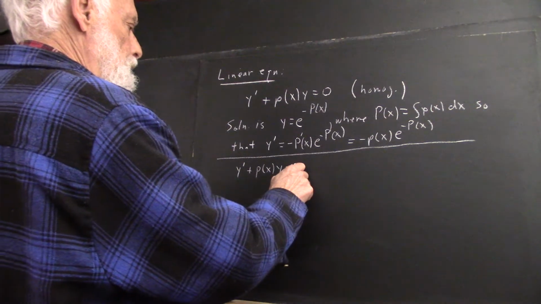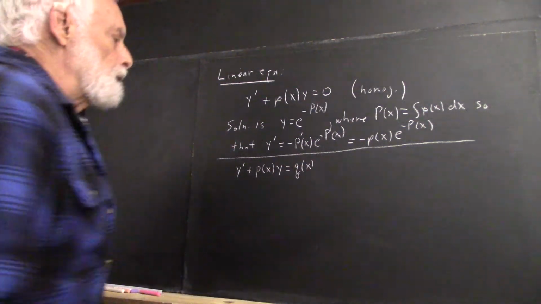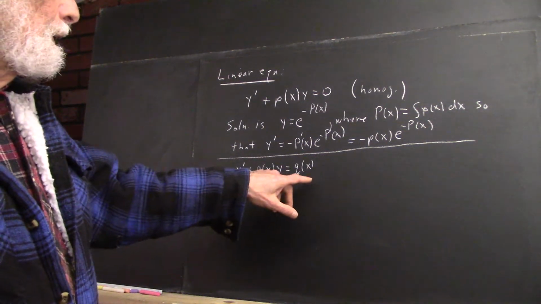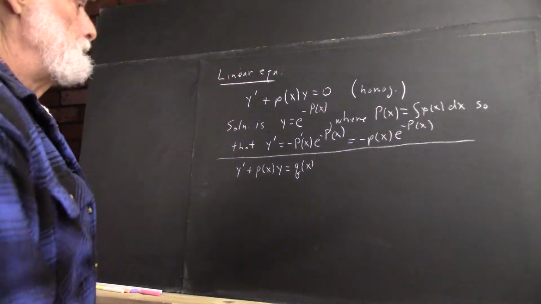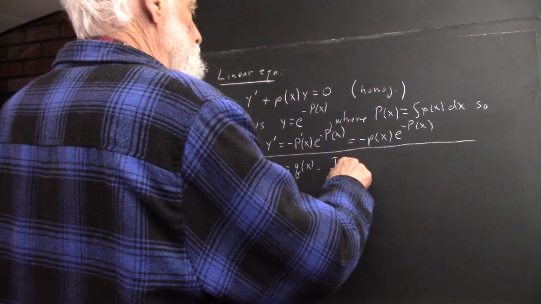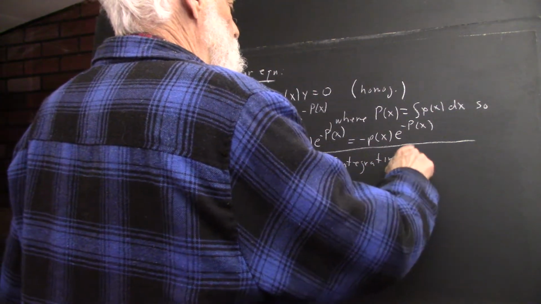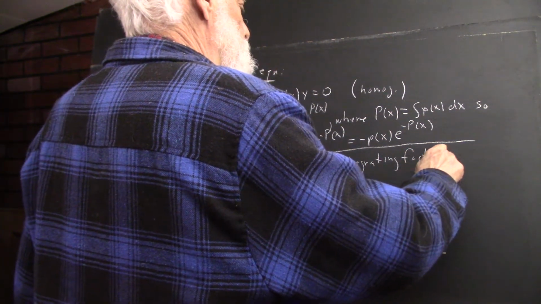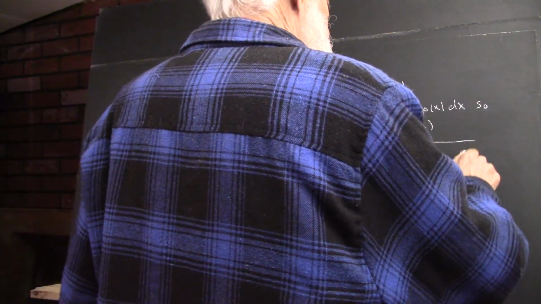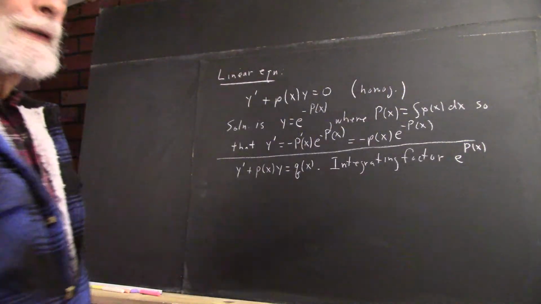not sure what they use over here. I'm going to use q of x because that's often used. Okay, y prime plus p of x y equals little q of x. Your integrating factor is e to the capital P of x.